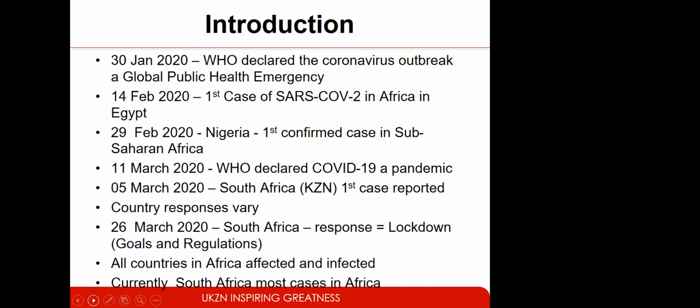This was followed by the national lockdown, which was declared by the South African government in response to the pandemic on the 26th of March. With the lockdown, all the universities in the country were closed, all the schools, and the only people who were allowed to go to work were those rendering essential services. Then all the countries in Africa were affected and infected by this pandemic. South Africa started well at the beginning, where we had fewer cases, but today South Africa is having more cases. In Africa, I think it's the 5th in the world as of the 18th of August 2020.